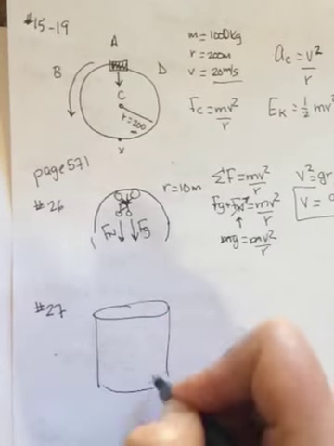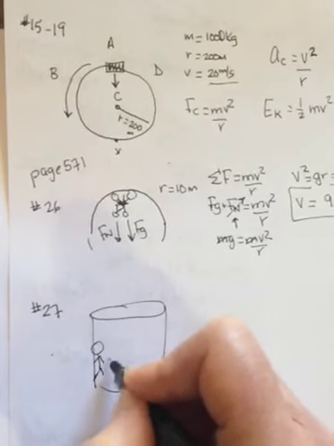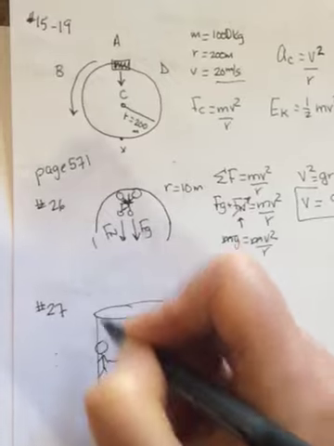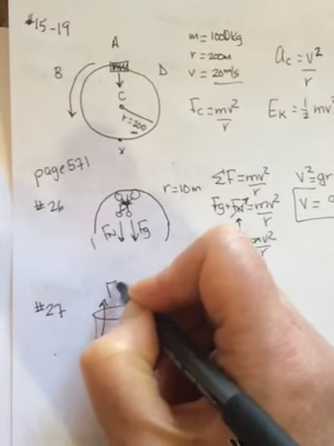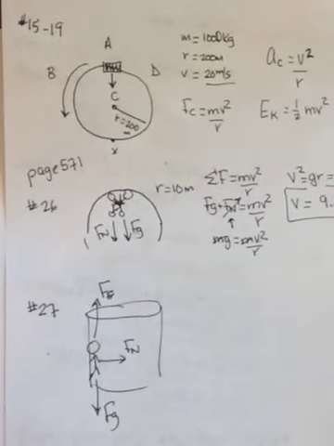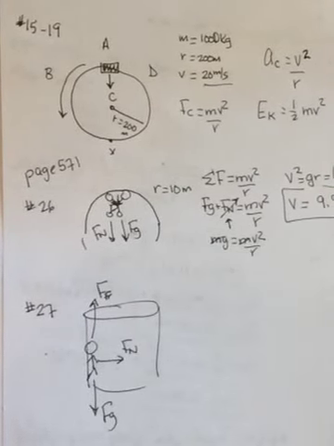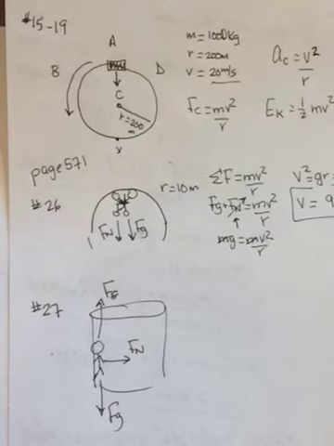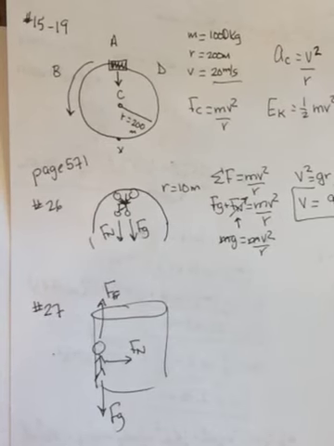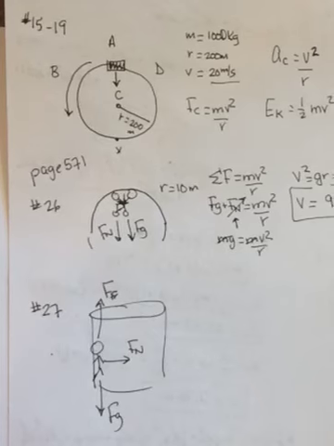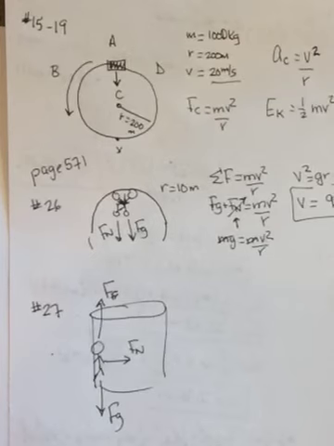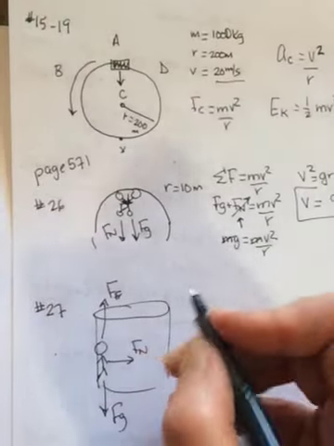All right, number 27 is our good friend, our good buddy, the Typhoon ride. Okay, so you're standing here on the side. Fn is going in towards the middle. Fg is acting downward. And friction is acting up. So it says an amusement park ride consists of a large cylinder that rotates around a vertical axis. People stand on the ledge inside. When the rotational speed is high enough, the ledge drops away and the people stick to the wall. If the period of rotation is 2.5 seconds and the radius is 2.5 meters, what is the minimum coefficient of friction required to keep the riders from sliding down?